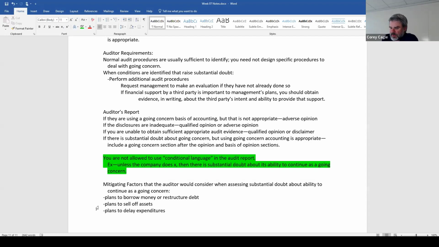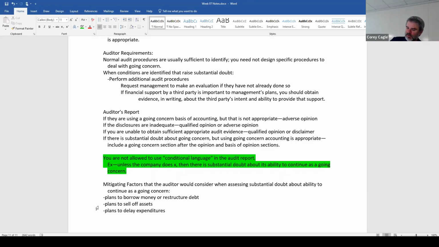So that's coming up, but it's good to mention it here too. We're not allowed, and this would be obvious, but we're not allowed to use what they call conditional language along the lines of, unless the company does X, then there's substantial doubt about its ability to continue as a going concern. We wouldn't do something like that. That'd be way beyond what we're allowed to do.